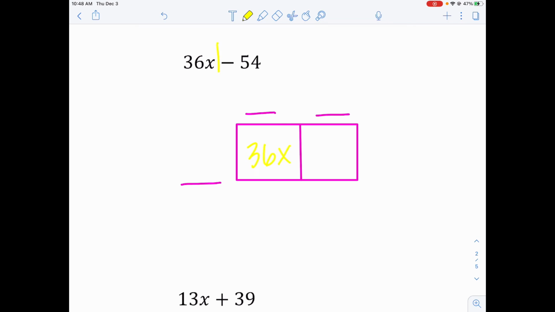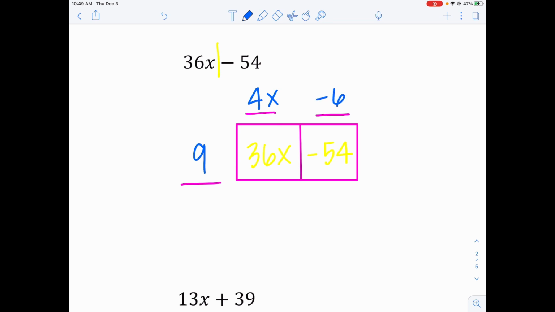36x is my first term, goes in the first box. Negative 54 goes in my second box. I am looking for the biggest number that I can pull out of 54 and 36. Now, most people tell me that 9 is the biggest factor that they can pull out. 9 goes into 36x 4 times, so it would be 4x. And then a negative 54 divided by a positive 9 is a negative 6.